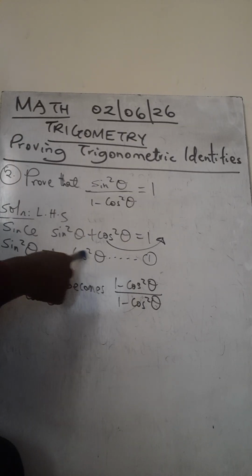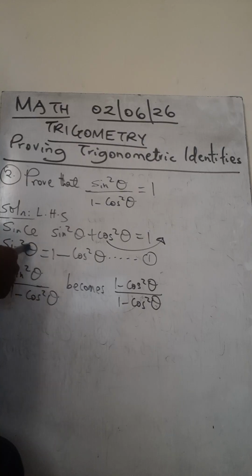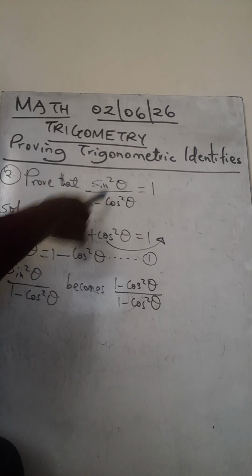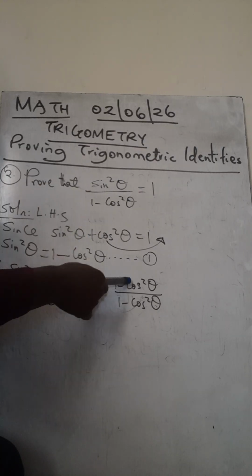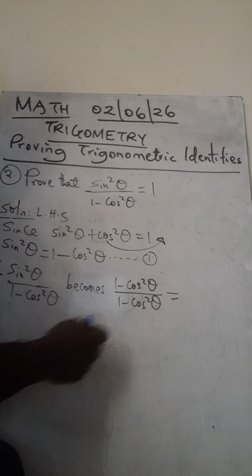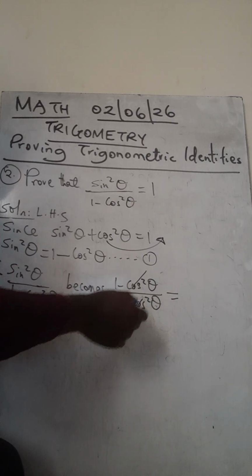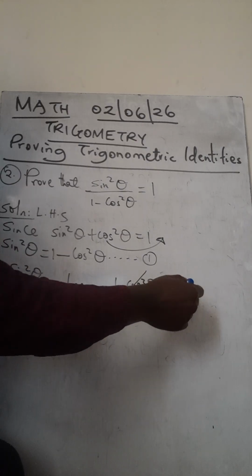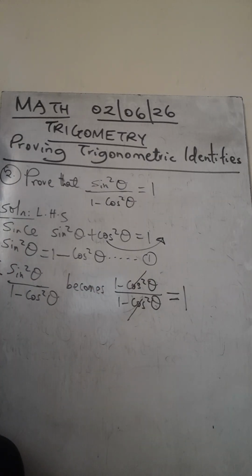The top is this, which is this. So in the place of sine squared of theta, I'm writing 1 minus cos squared of theta. You can see, then over this. And this one, when you divide, you get 1. That is one of the ways.